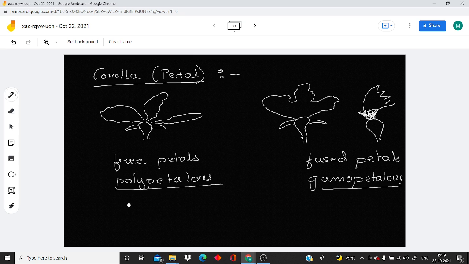Yes, for example, we can say here rose. In polypetalous, there is rose, all its petals are separate. And for this one, for the gamopetalous, you can say dhatura. You have seen dhatura, is it not? So that plant has these fused petals. So all of you write down.